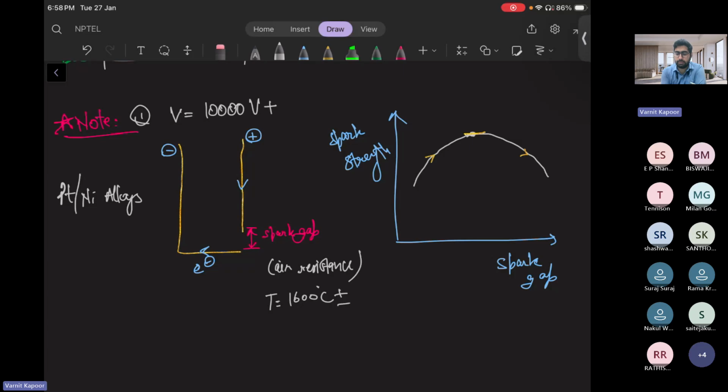No doubts? I think it is clear why the spark plug is made like this. There is a spark gap. Okay.